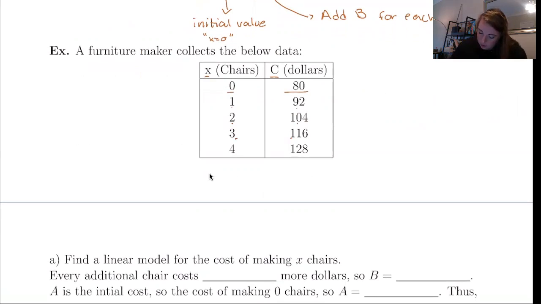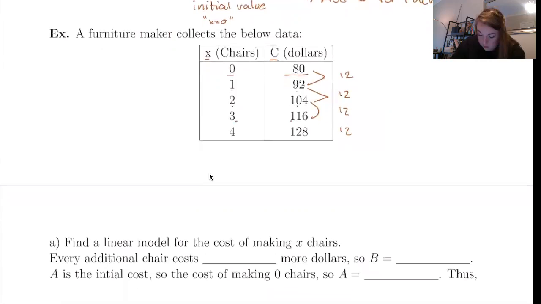So we can see that every additional chair costs how much? From 0 to 1, that would be from 80 to 92, that would be 12. From 92 to 104, that would be 12. From 104 to 116, it's 12 each time. $12, I really should say. So each additional chair costs $12. So I change X by 1, the cost goes up 12.